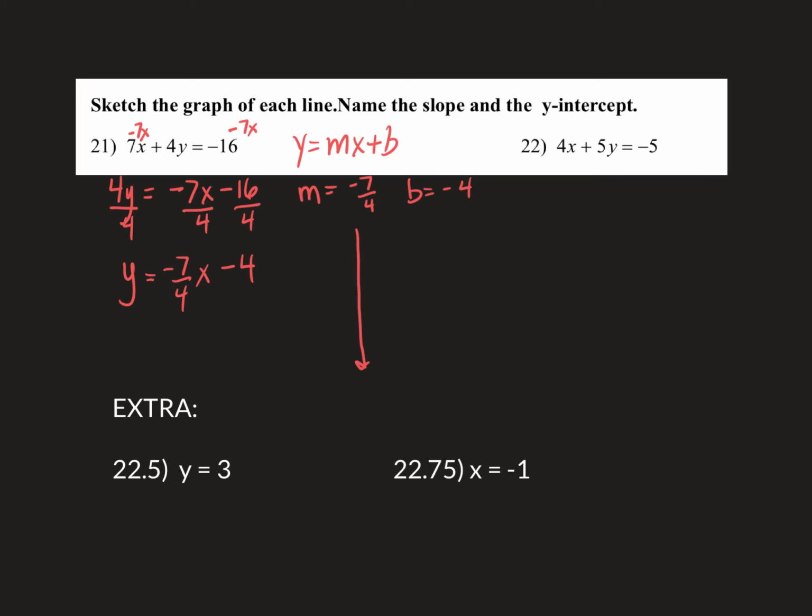To draw the graph, I'm going to go down 4 to the y-intercept. Then I'm going to rise 7, 1, 2, 3, 4, 5, 6, 7, run 4 to the left, 1, 2, 3, 4. I'm going to go down 7, down 1, 2, 3, 4, 5, 6, 7, and 4 to the right, 1, 2, 3, 4. And you could use graph paper if you want to, and then connect the dots.